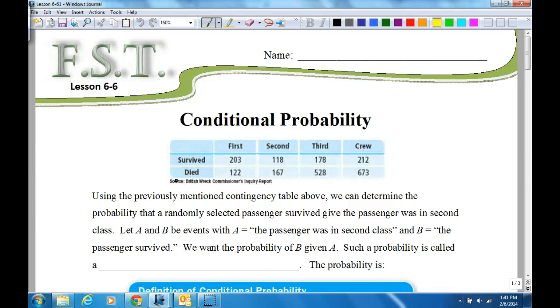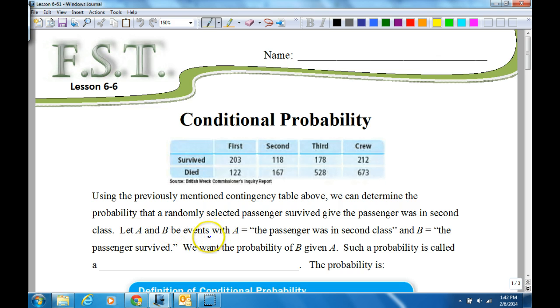Conditional probability. Yesterday we talked about the Titanic, and we're going to continue talking about the Titanic for just a moment. Using the previously mentioned contingency table above, we can determine the probability that a randomly selected passenger survived given that the passenger was in second class.